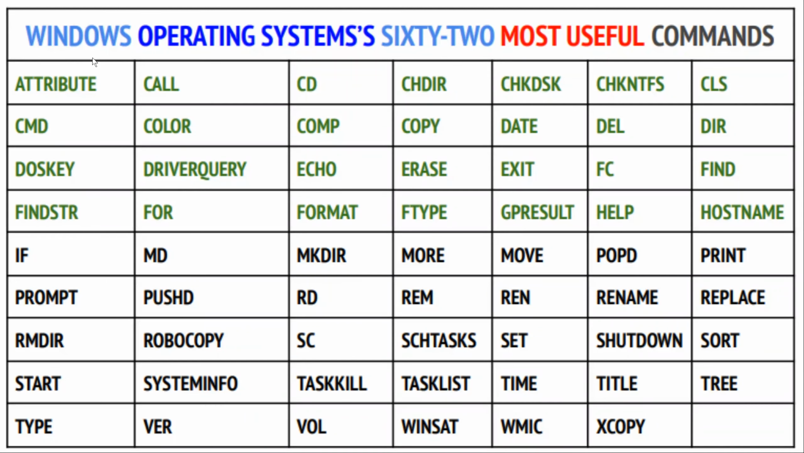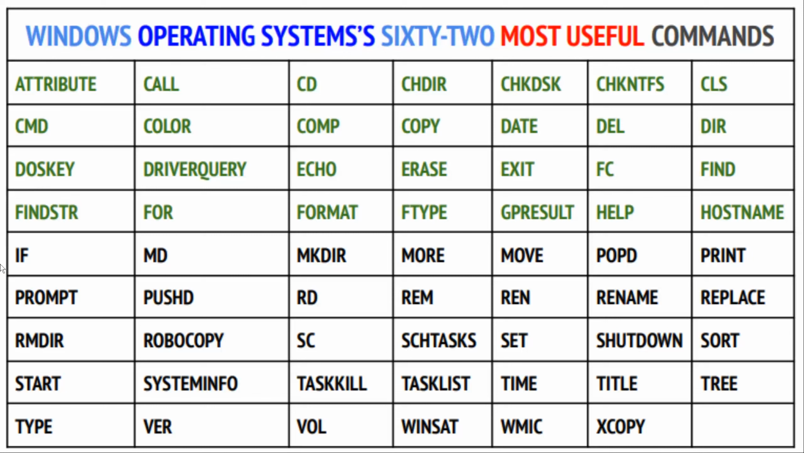I'm going to cover the Windows operating system's 62 most useful commands. We have already covered 28 of these, highlighted in a darkish green color, starting with attribute, and the last one is hostname. The first two rows have already been covered in two videos. Rows 1 and 2 are covered in one video, and rows 3 and 4 are covered in another video.